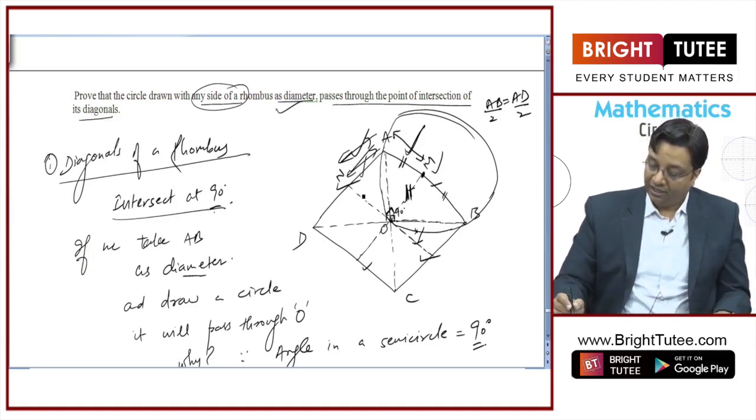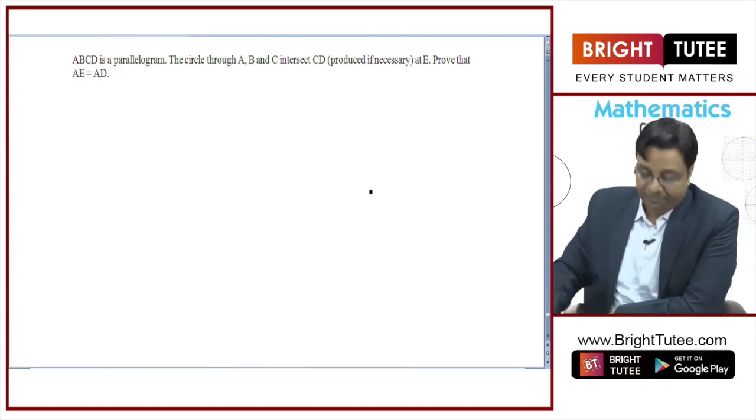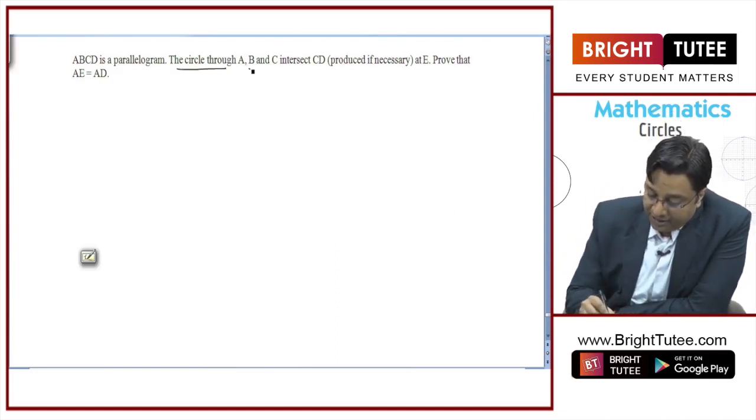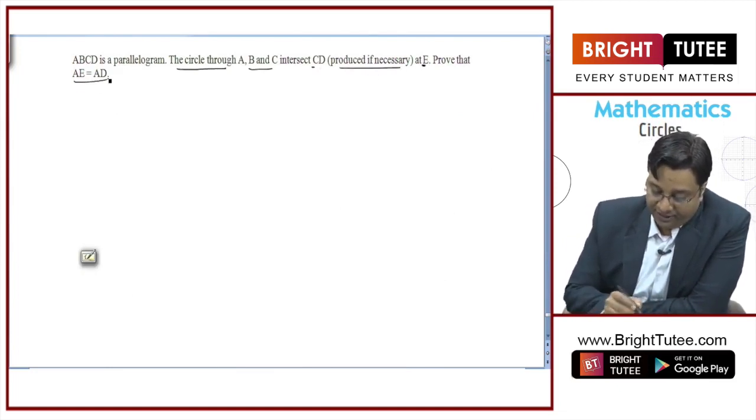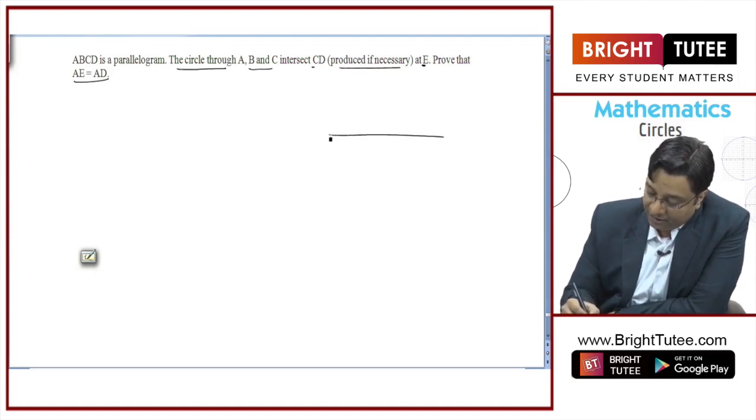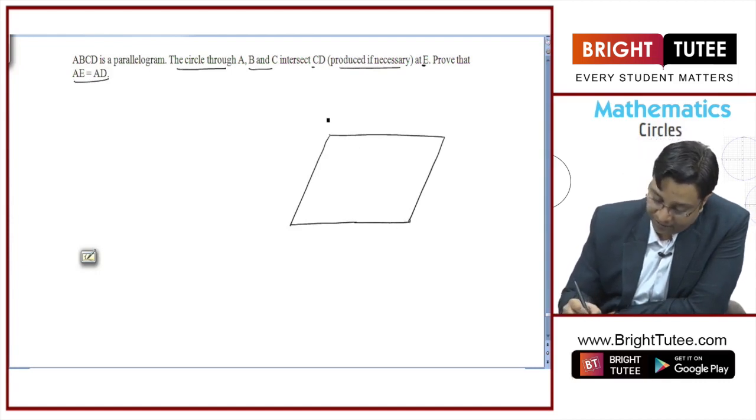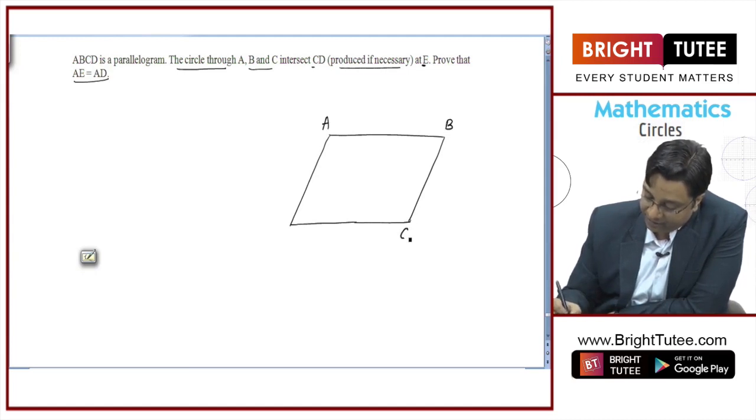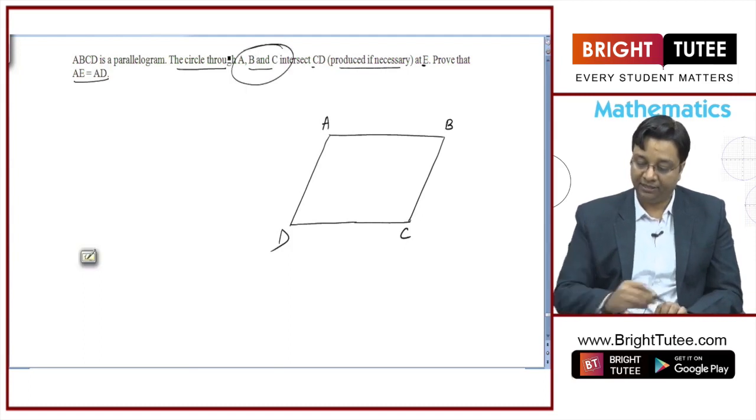Okay, right. If ABCD is a parallelogram, the circle through A, B and C intersects CD produced if necessary at E. Prove that AE is equal to AD. Let me first draw the diagram, then the question will be clear to me. This is a parallelogram A, B, C and D. Circle through A, B and C.